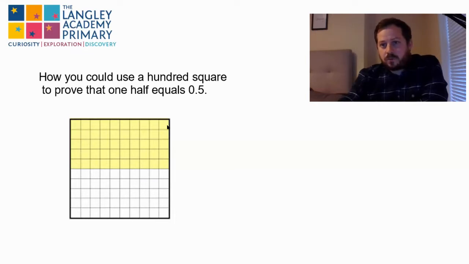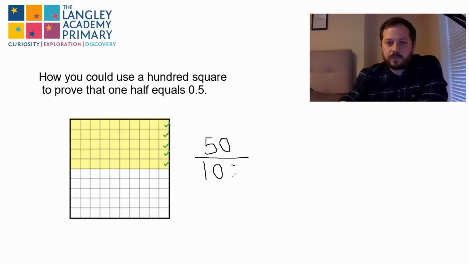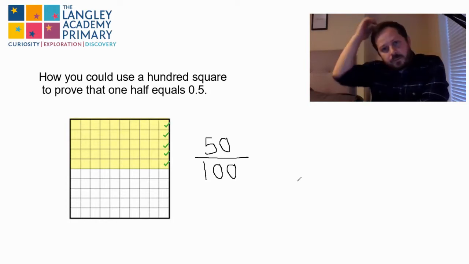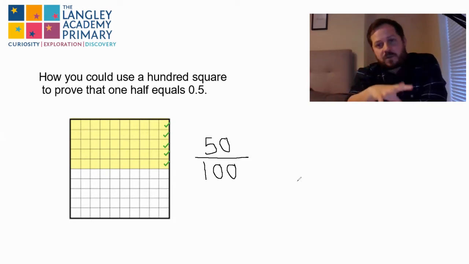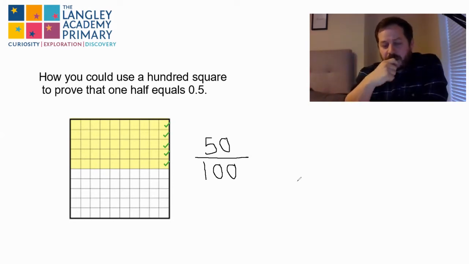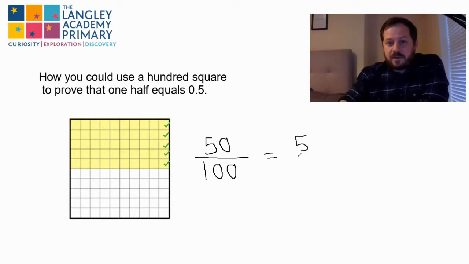Each row is 10. So we've got 10, 20, 30, 40, 50 coloured in, which is half of them. If we were to write that as a fraction, we can say that we have 50 hundredths, like that. Now, 50 hundredths, both the top and the bottom can be divided by 10, so we can simplify this fraction. And the simplified fraction is 5/10, like that.